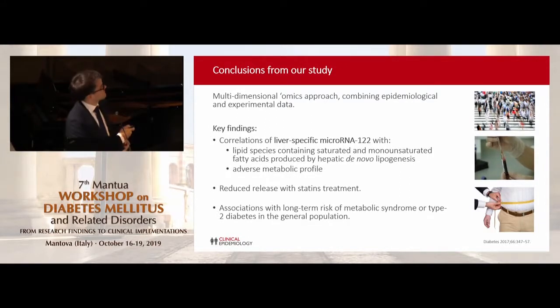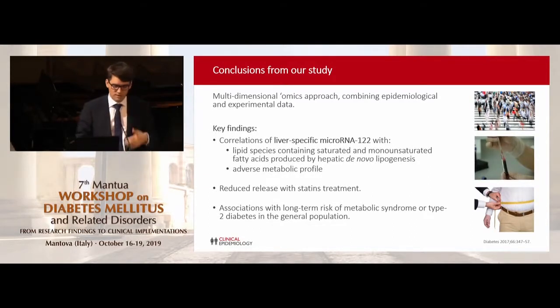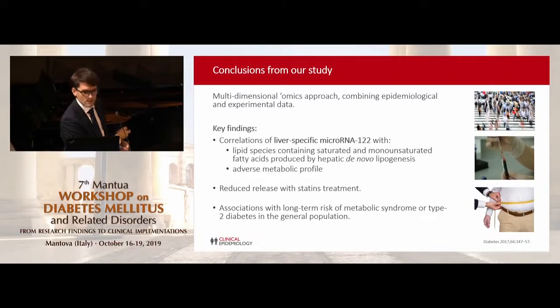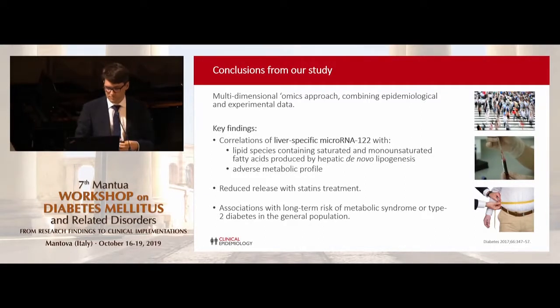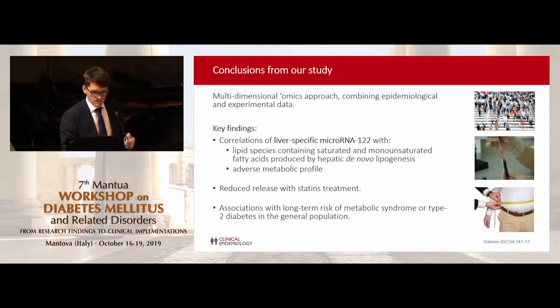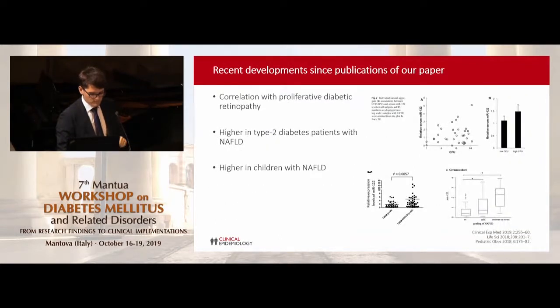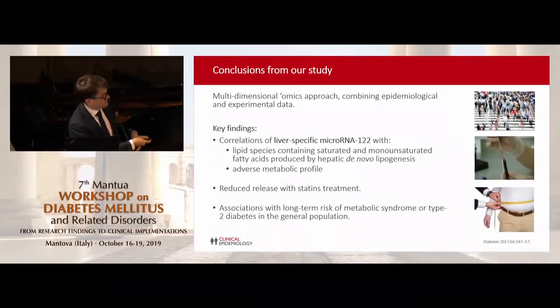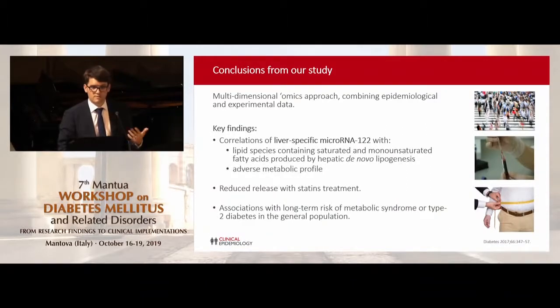We saw that statin intervention led to a reduced release of microRNA 122 from the liver, and we observed strong and independent associations of microRNA 122 with the long-term risk of metabolic syndrome and type 2 diabetes in a general population study. So this is what we found in our study. This was published in 2017 in Diabetes, and there have been several developments in the area since then.